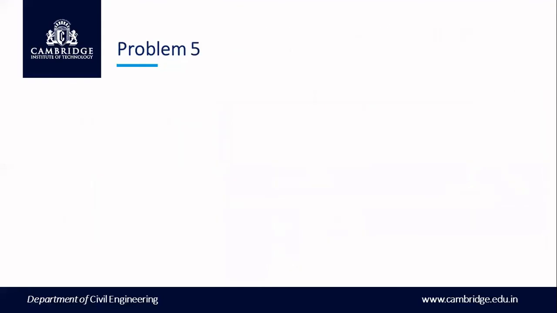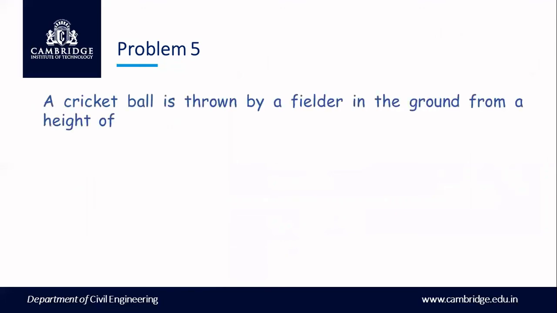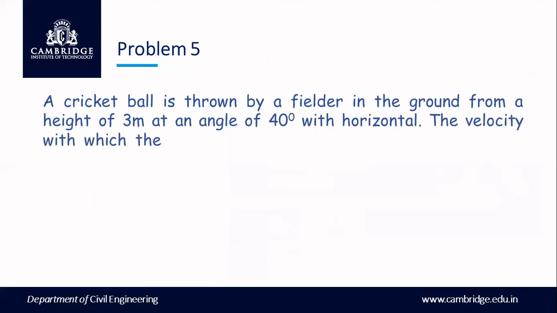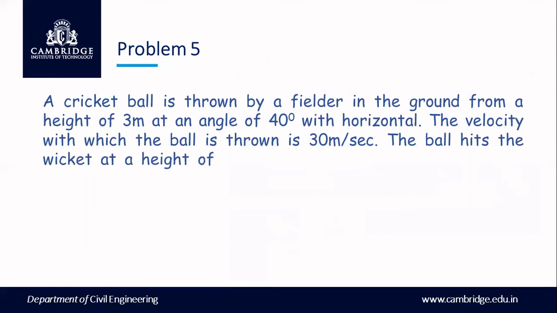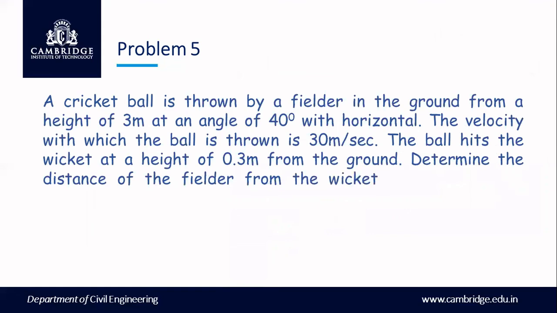So the next problem, problem number 5. A cricket ball is thrown by a fielder in the ground from a height of 3 meter at an angle of 40 degree with horizontal. The velocity with which the ball is thrown is 30 meter per second. The ball hits the wicket at a height of 0.3 meter from the ground. Determine the distance of the fielder from the wicket when the ball is thrown.